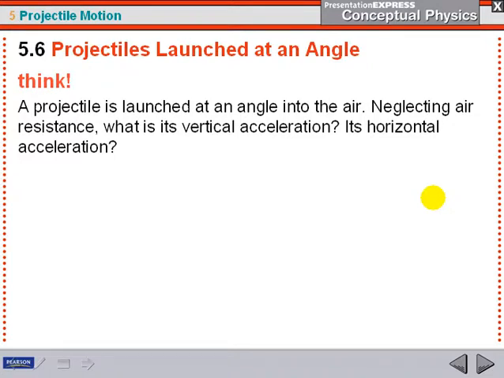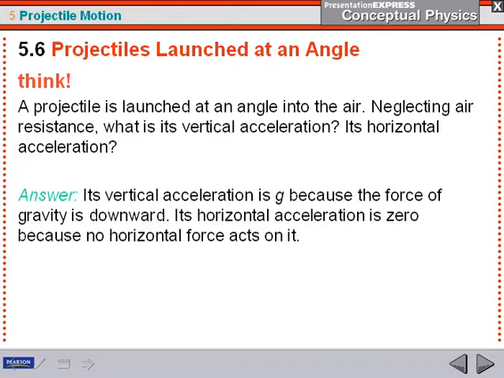Projectiles launch at an angle into the air, neglecting air resistance. What's its vertical acceleration and its horizontal acceleration? Well, the vertical acceleration is going to be g, because the only thing acting on it is the force of gravity. But it should have no horizontal acceleration, because there are no horizontal forces acting on it. That's of course if we neglect air resistance in the first place.